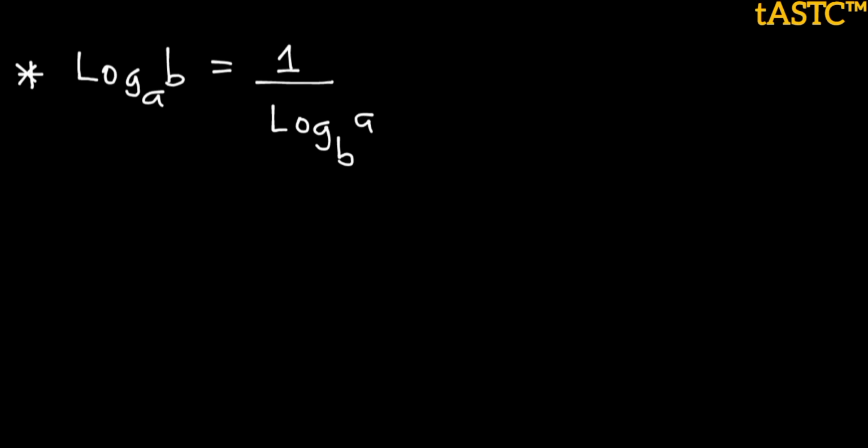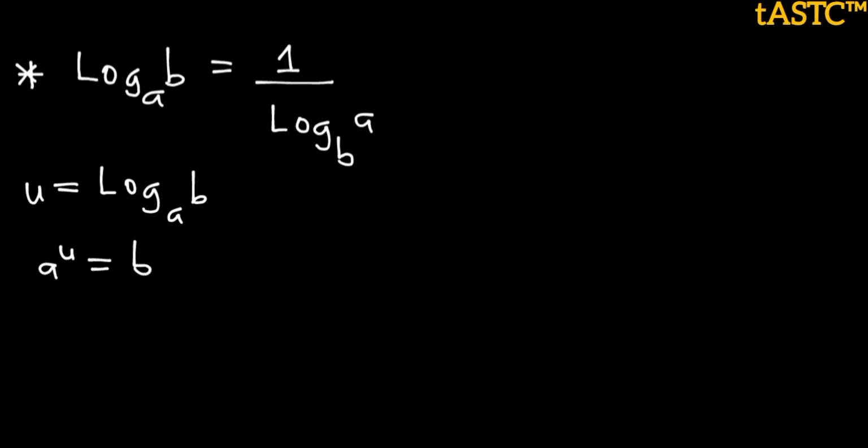Now here is another rule. If you have log to the base a of ab, that could be written this way. This is going to be divided by log to the base b of a. So let us try to prove it. Now I could say that let u be equal to log to the base a of ab. And now from here, I'm going to change this to its initial equation. So this is going to be a to the power of u, and that will be equal to ab.